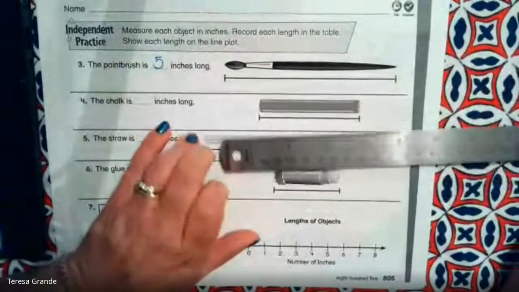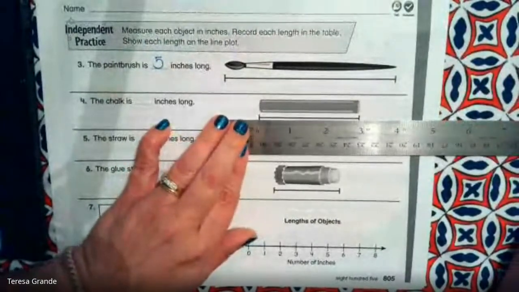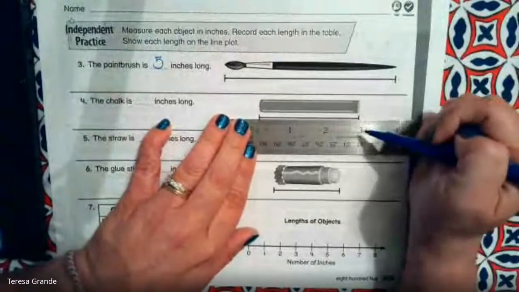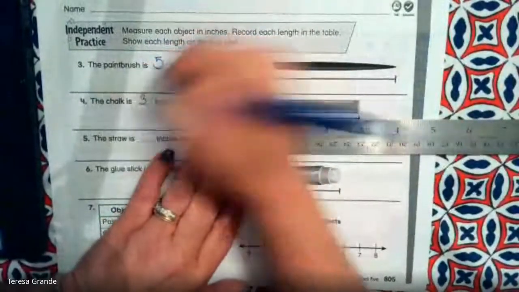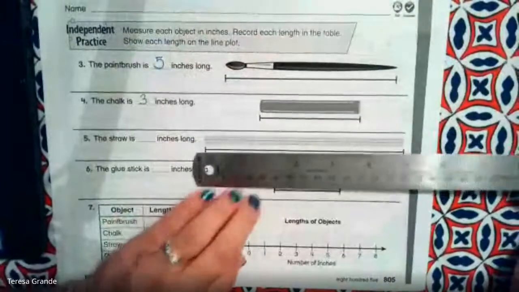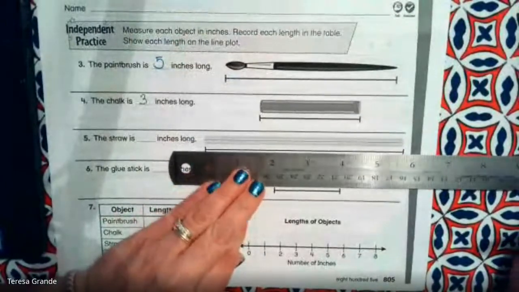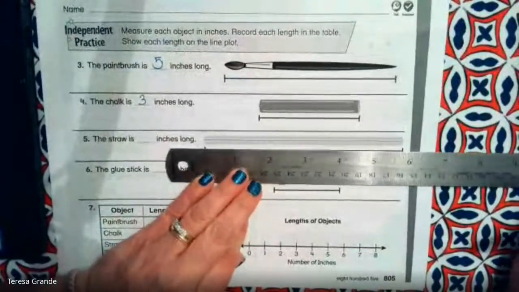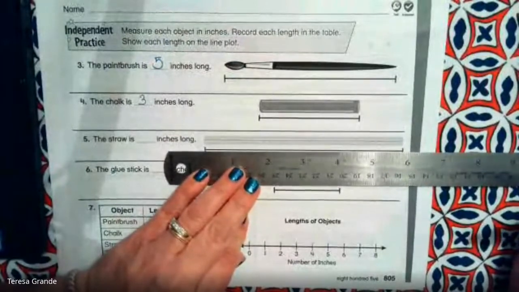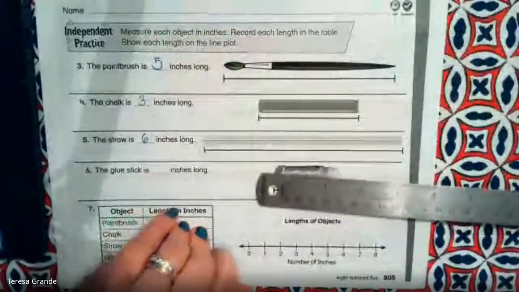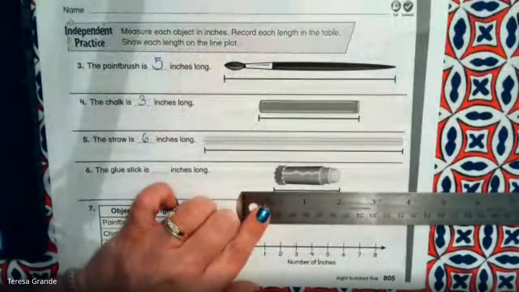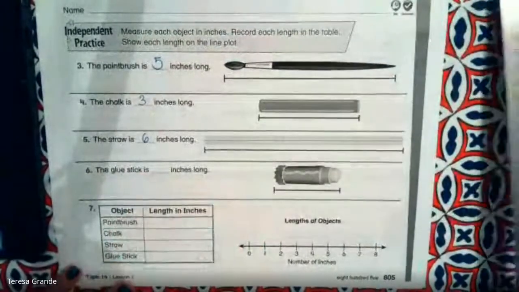This is a piece of chalk. Let's try this one. The chalk is 3 inches long. The straw is about 6 inches long. And the glue stick is 2 inches long.